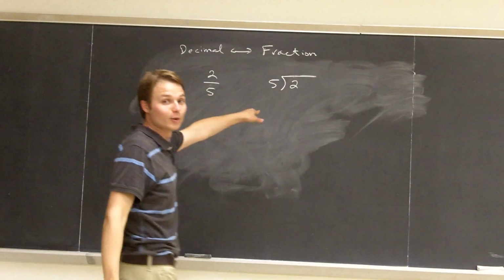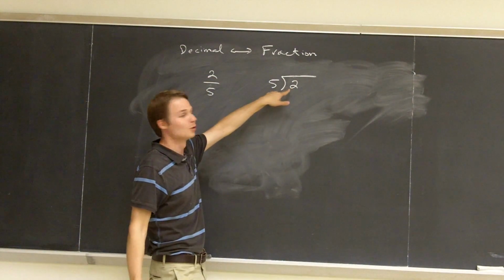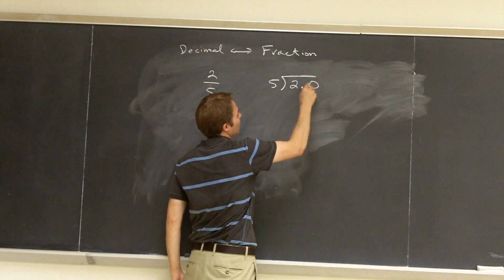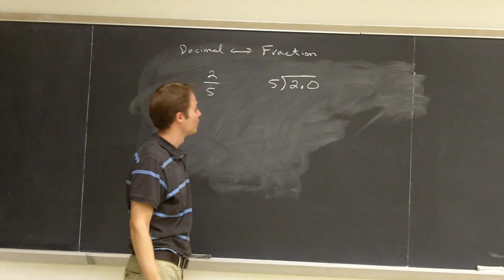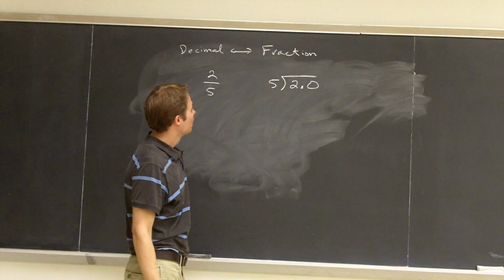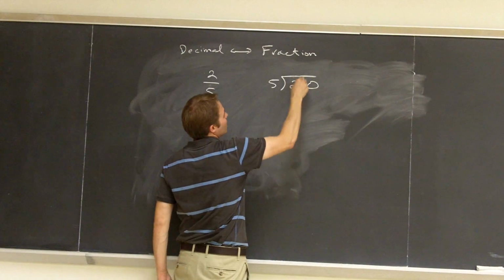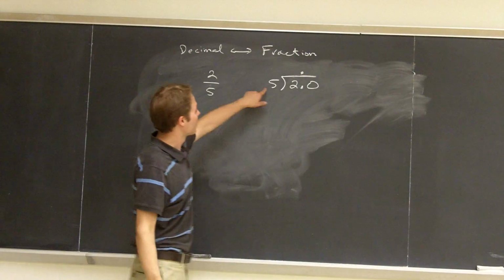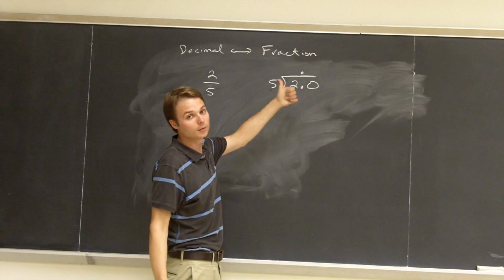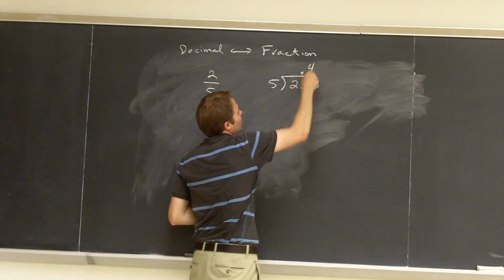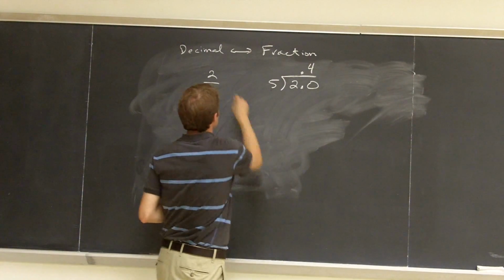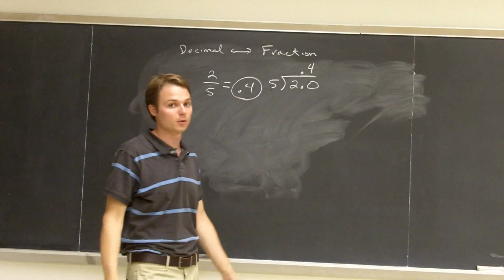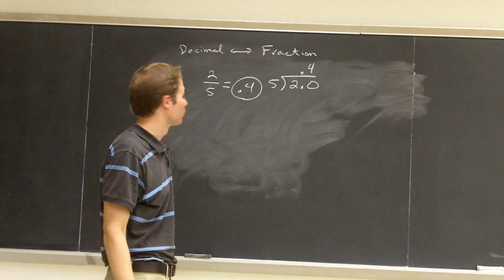Now, of course, 5 doesn't go into 2 evenly. Since 2 is smaller than 5, I can use this trick and think of this as, instead of 2, I can think of it as 2.0, since it has the same value. And then I just have to make sure that whatever decimal point I put right here also goes to the top for my answer. Now I can say, well, 5 goes into 20 4 times. And then my answer becomes 0.4. So that is the decimal version of 2/5.